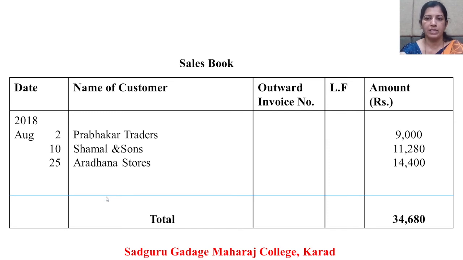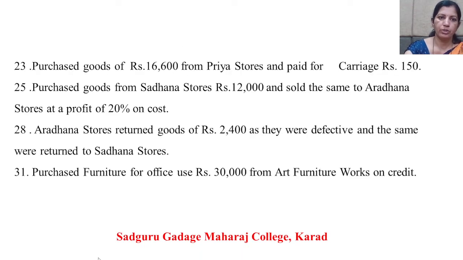12,000 चा 20% कॅल्क्युलेट करा. 12,000 into 20 upon 100. मग 12,000 चा 20% येतो 2,400. 12,000 plus 2,400, 14,400. 14,400. Understand? First of all, we purchased goods from Sadhana and same goods is sold to Aradhana on 20% profit. That's why this transaction is recorded in both the books.